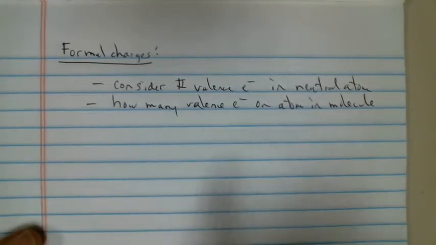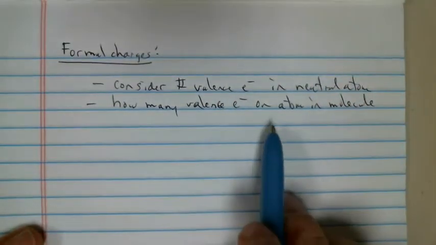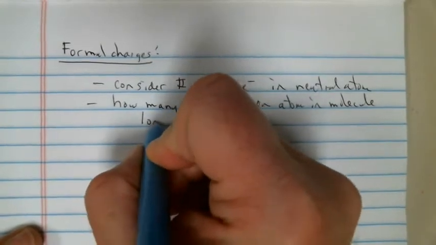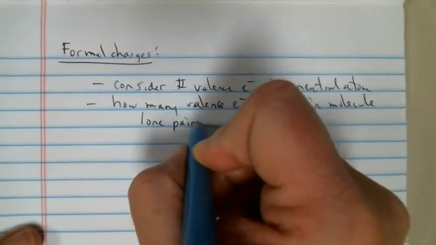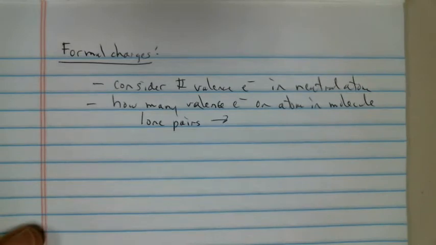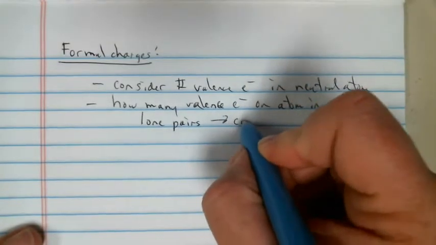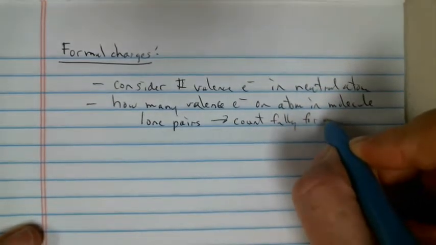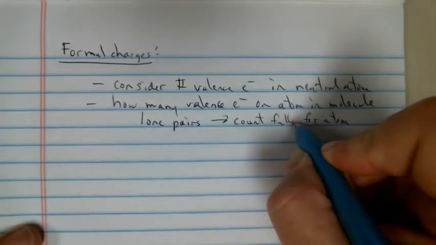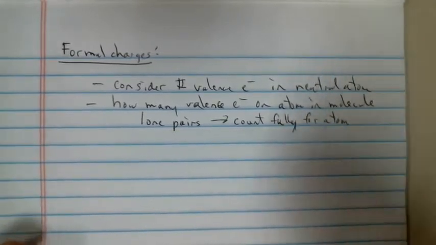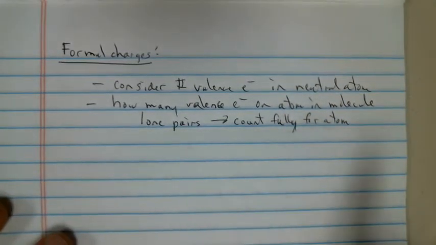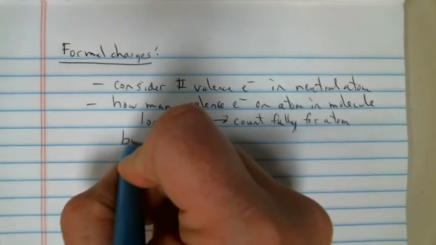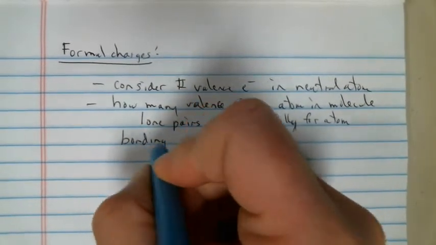So how do we count those valence electrons for each atom in the molecule? Well, if there's a lone pair, does it make sense that those count fully for that atom? Whatever atom they're on. I mean, they're lone pairs. They're completely on that atom. So a lone pair is 2 electrons on that atom. Now, what about bonding pairs? Does it make sense to you that they should count half?